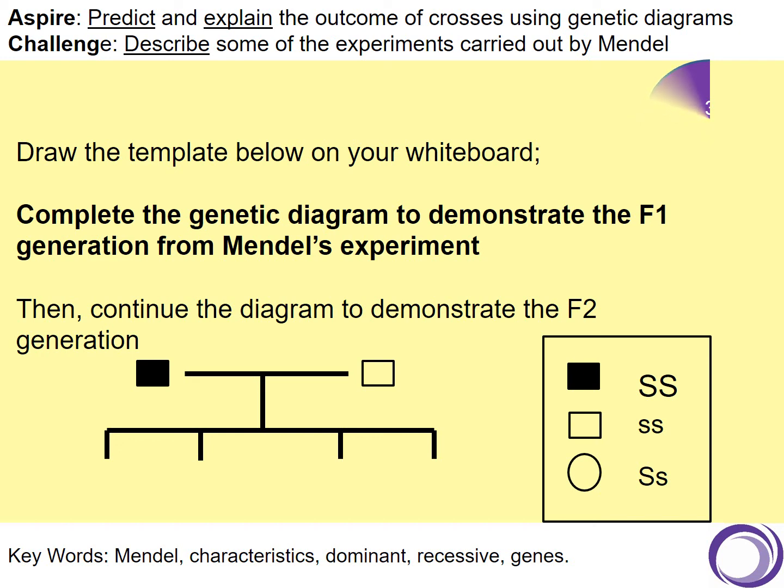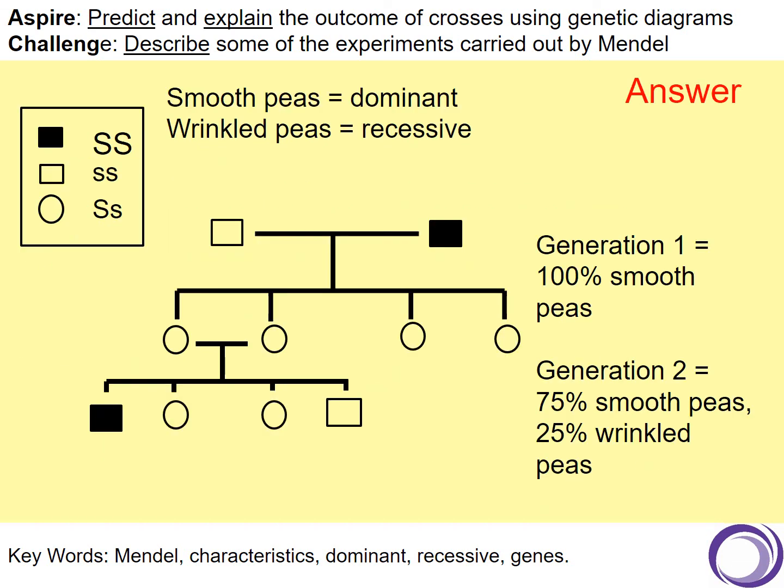Okay, if you're struggling to interpret this family tree, it's sometimes a good idea to write the genotype next to each individual. So next to that black square, you could have written round. Next to the white square, you could have written smooth. Then for your offspring, you should have got all of them as white circles.